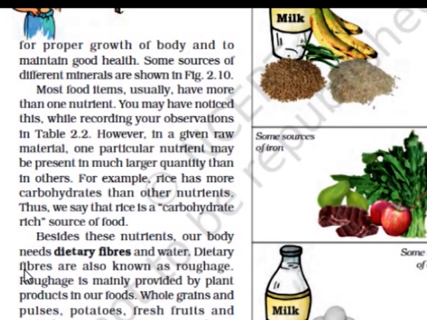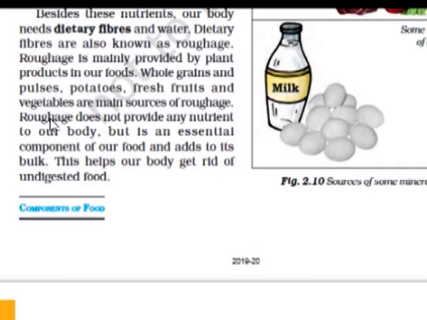Besides these nutrients, our body needs dietary fibers and water. Dietary fibers are known as roughage. Roughage is mainly provided by plant products in our food. Whole grain and pulses, potato, fresh fruits and vegetables are the main sources of roughage.